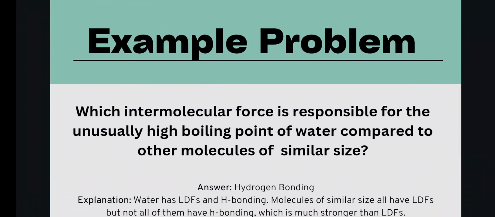Example problem. Which intermolecular force is responsible for the unusually high boiling point of water compared to other molecules of similar size? The answer is hydrogen bonding. And the explanation is water has LDFs and hydrogen bonding. Molecules of similar size usually have LDFs, but not all of them have hydrogen bonding, which makes water much more susceptible. This gives it a higher boiling point since hydrogen bonds are much stronger than LDFs.